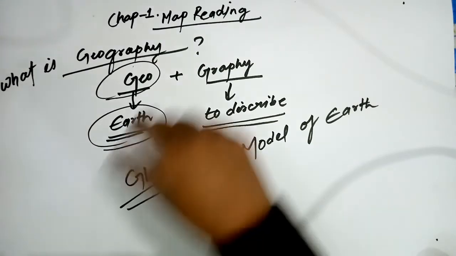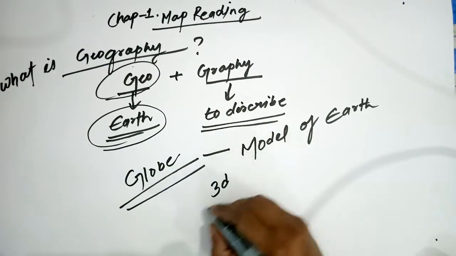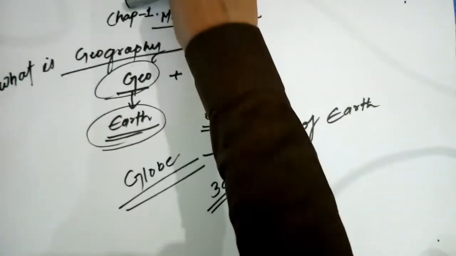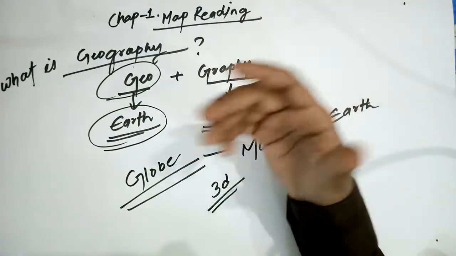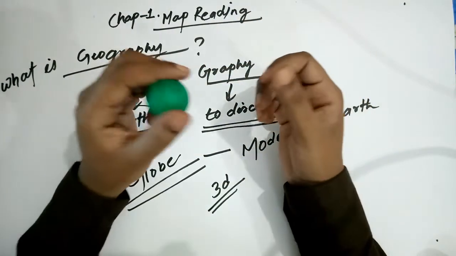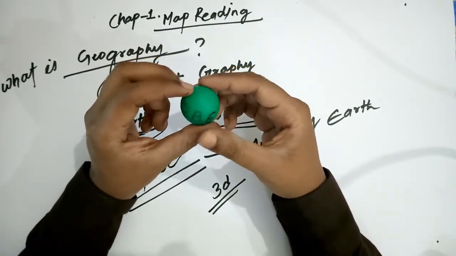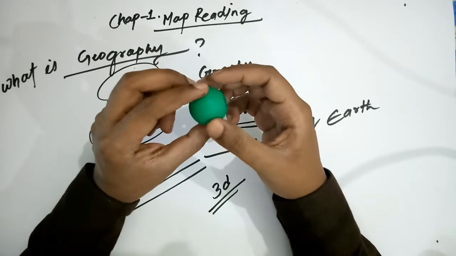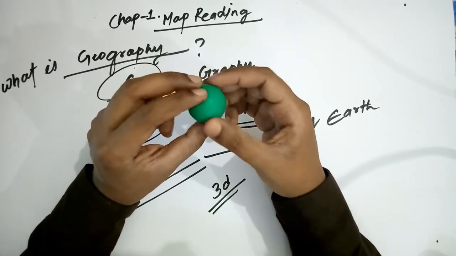So what is this three-dimensional model? 3D model. You all know about 3D model. So 3D model means what? When you can see the three dimensions of a particular thing. Like suppose I am holding this ball. If I rotate this ball, I can see all the parts of this ball. So this is the three-dimensional view.